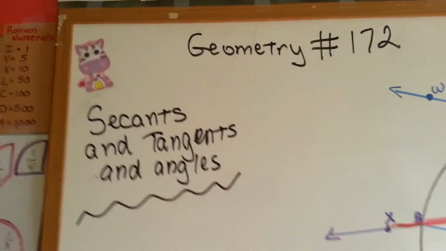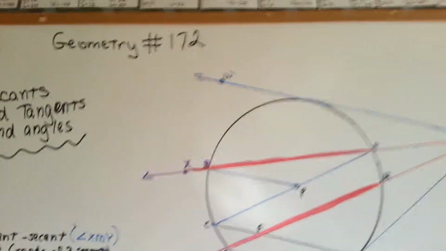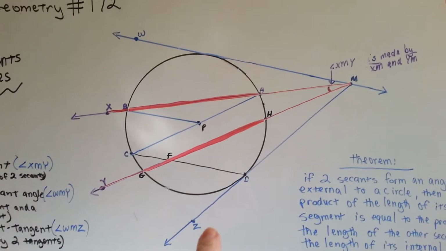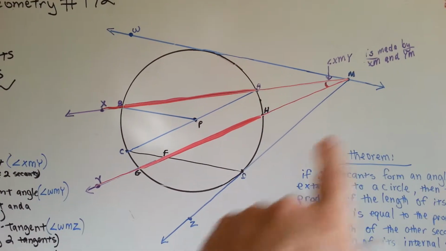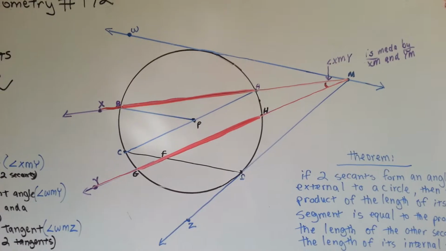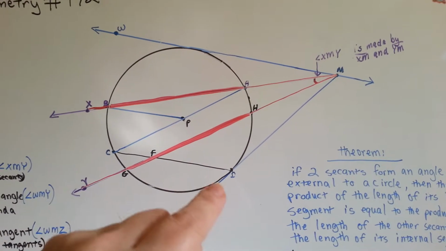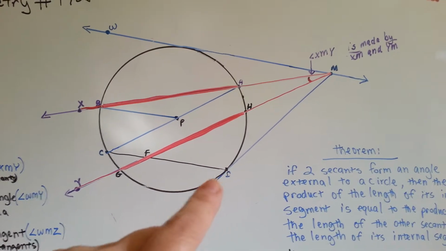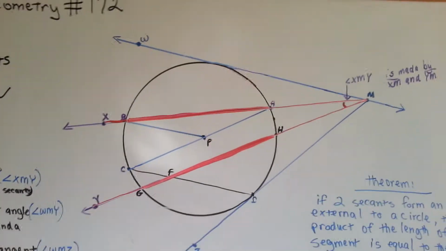Geometry number 172, secants and tangents and angles. You might be familiar with this drawing because I used it in a previous video, except then we were talking about angle ZDC and how this tangent and this chord were related. We said the measure of angle ZDC is equal to half the measure of arc CD. So I'm using the same drawing, except a different part of it.